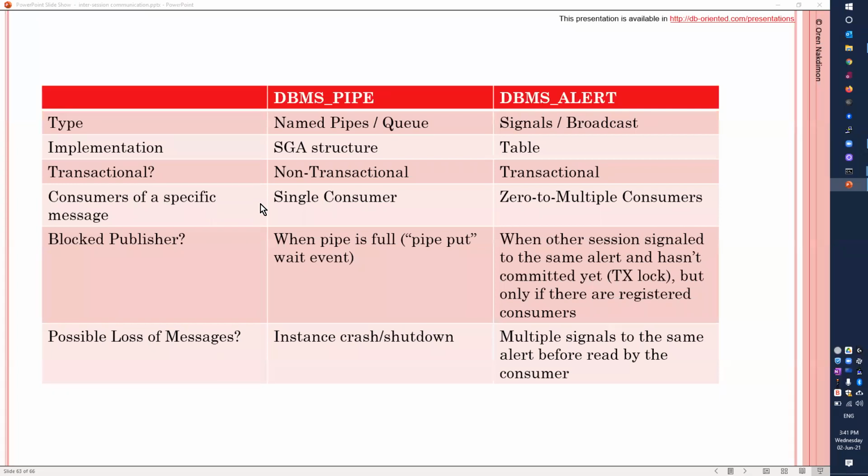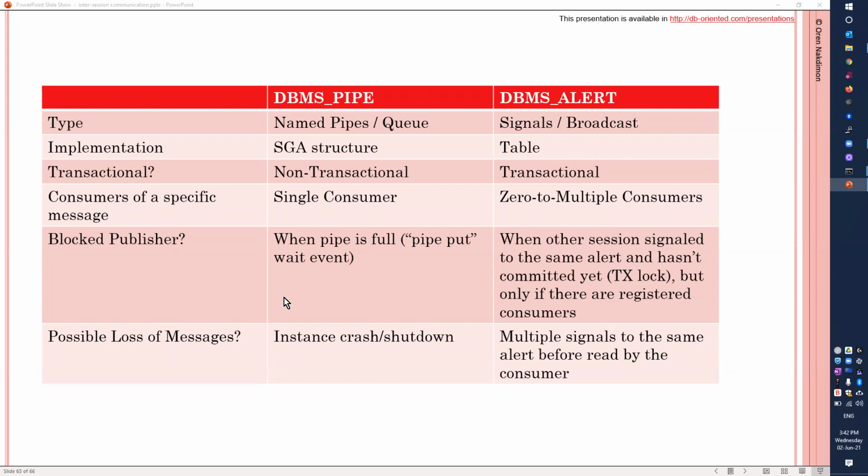Regarding the consumers of a specific message, as we saw in DBMS_PIPE, we have a single consumer. Each message will be consumed by one and only one consumer. With DBMS_ALERT, because it is a broadcasting mechanism, there may be one consumer, there may be multiple consumers, and there may be zero consumers. If nobody is registered for a specific alert, then sending signals to this alert will do nothing. Actually nothing, because there is no record in the database to update.